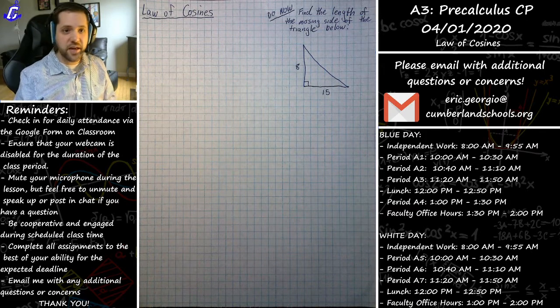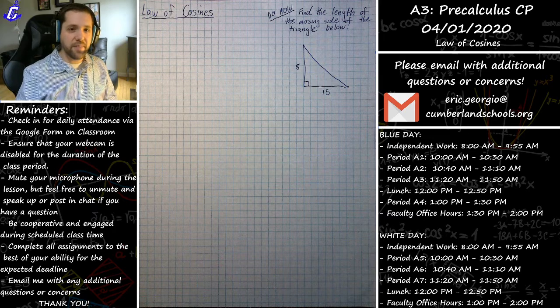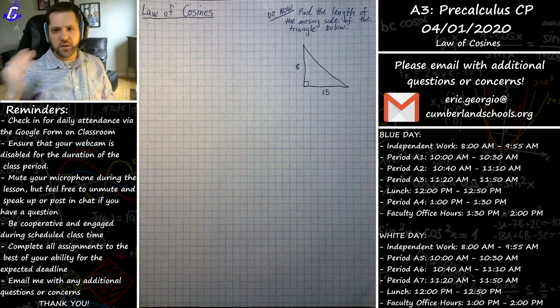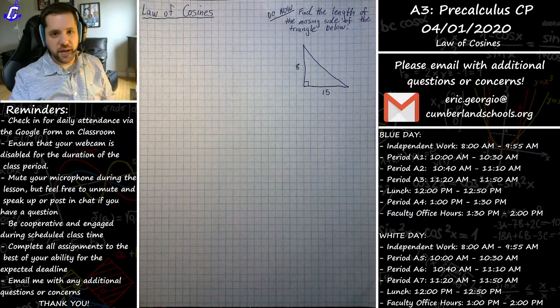Happy April Fool's Day. Today, what I'd like to teach you is our third and final topic related to this idea of the law of sines, the area of triangles. The third one is called the law of cosines. So that's really going to be the main focus of today.